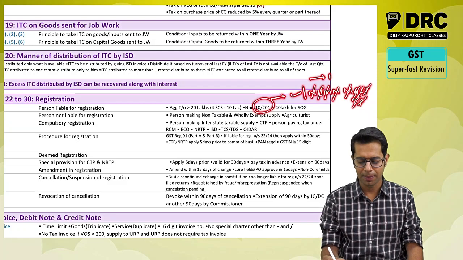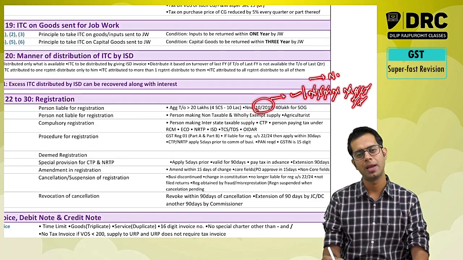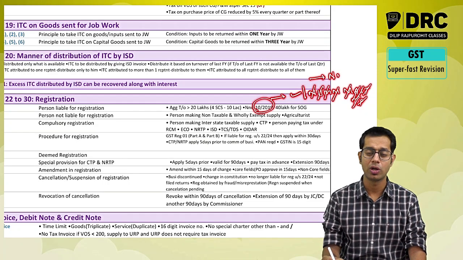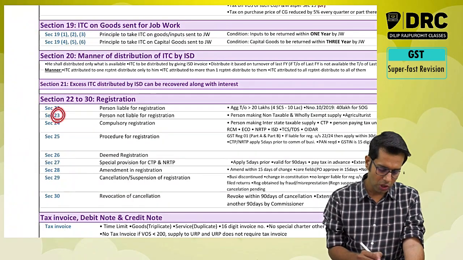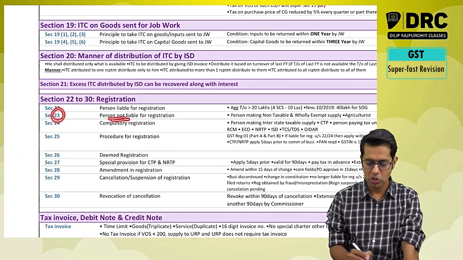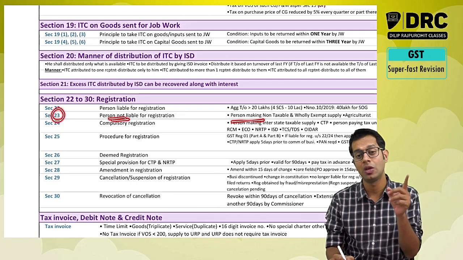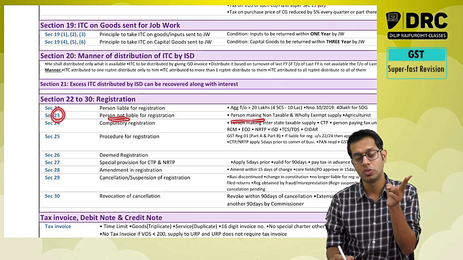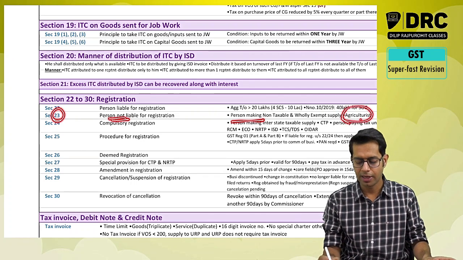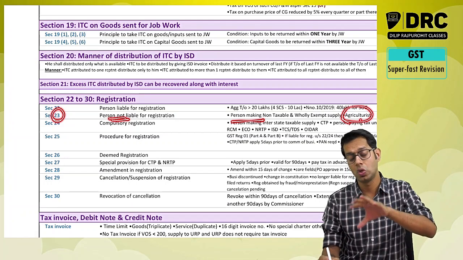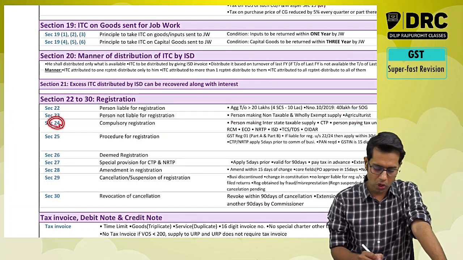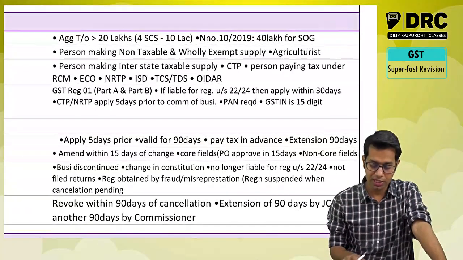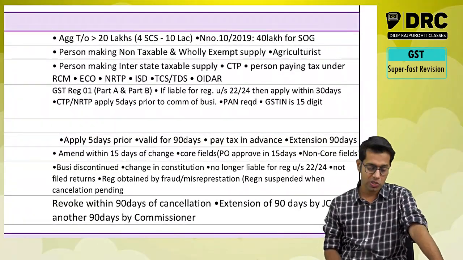And if you are making supply of notified goods, which are pan masala, tobacco products, aerated waters, ice cream and bricks, roofing tiles, etc. Section 23 talks about persons who are not liable for registration. Who is not liable for registration, sir? A person who is making non-taxable supplies, a person who is making exempted supplies, and an agriculturist who is supplying out of produce out of cultivation of land. Section 24 talks about compulsory registration. There are a few people who are required to take registration in the GST law compulsorily.